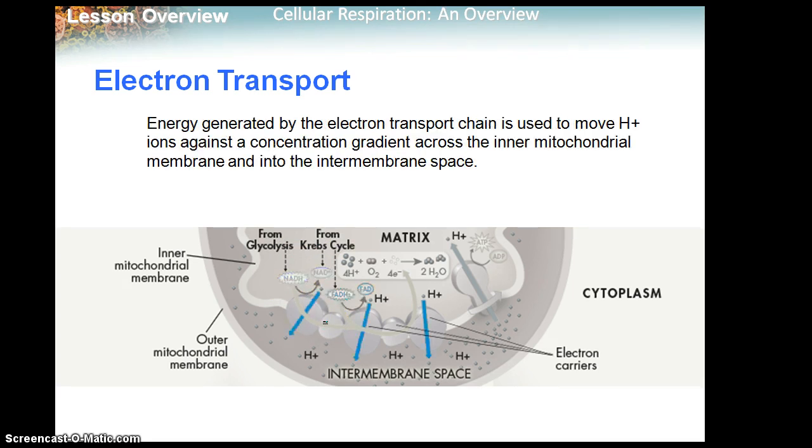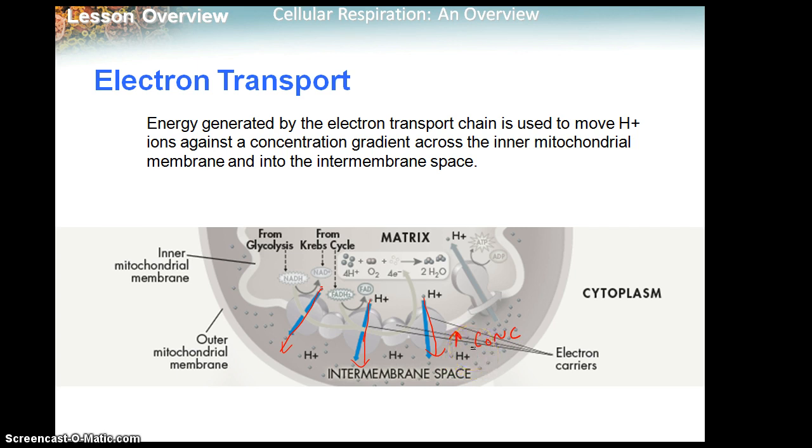As the electrons move through, remember that the electrons are losing a little bit of energy as they go through the chain. That energy that is lost is taking the hydrogen out of the matrix and pushing it through the inner mitochondrial membrane into this intermembrane space in the mitochondria. That creates a high concentration of hydrogens in that membranous space.